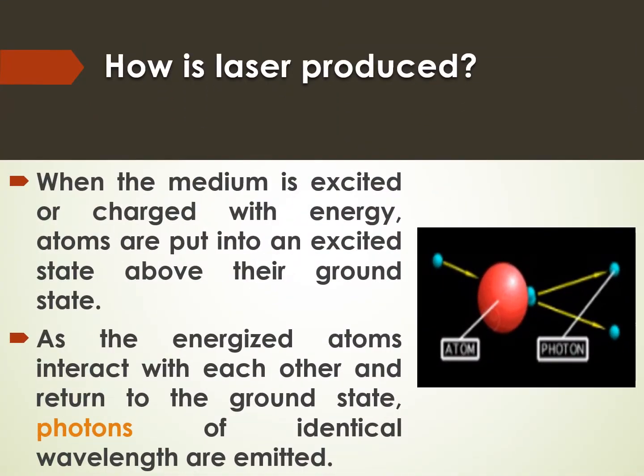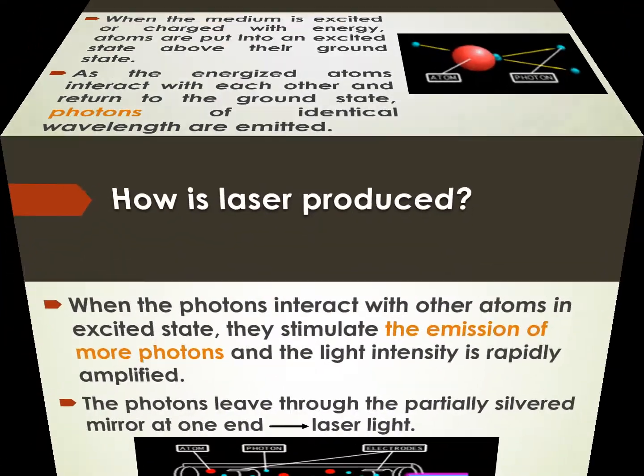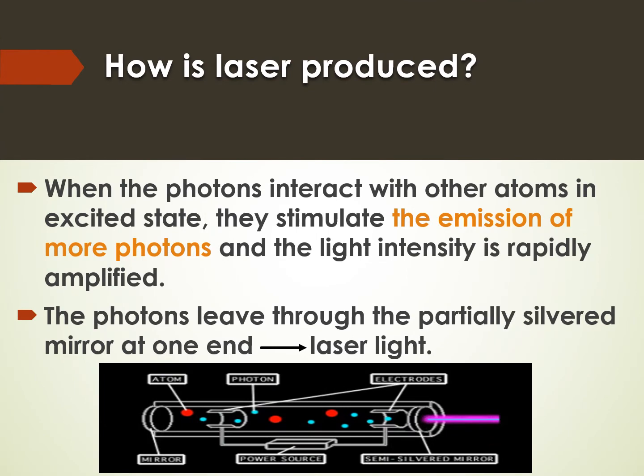When the medium is excited or charged with energy, the atoms are brought into an excited state above their ground state. As the energized atoms interact with each other and return to the ground state, photons of identical wavelengths are emitted. When the photons interact with other atoms in the excited state, they stimulate the emission of more photons and the light intensity is rapidly amplified. The photons leave through the partially silvered mirror at one end, which produces the laser light.